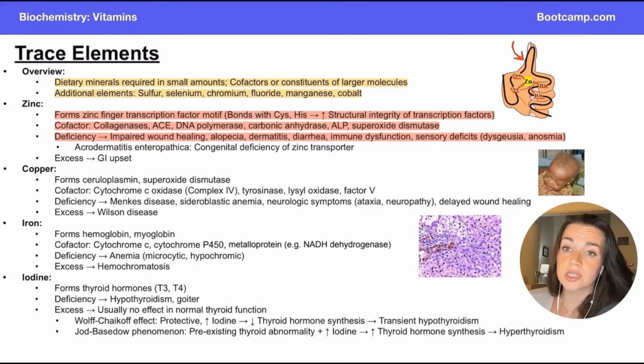One condition associated with some of these things is something called acrodermatitis enteropathica, which is a congenital deficiency of the zinc transporter leading to a presentation of a zinc deficiency. Zinc excess, less commonly tested, mostly just associated with GI upset.